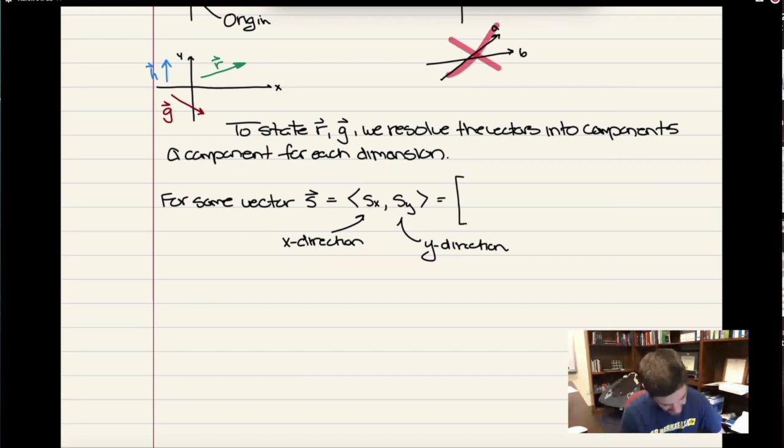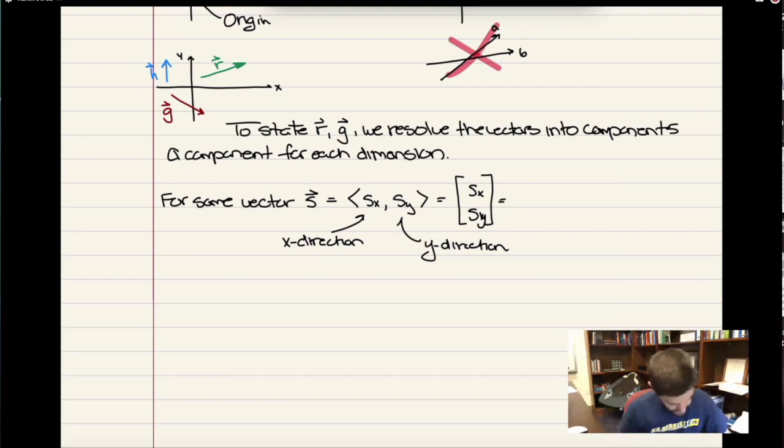Another way you might see this written is as a column. So you might just see it written as sx, sy, like this, one on top of the other. This isn't a fraction. This might be considered a very simple column table, where the top number is the x component, the bottom number is the y component.